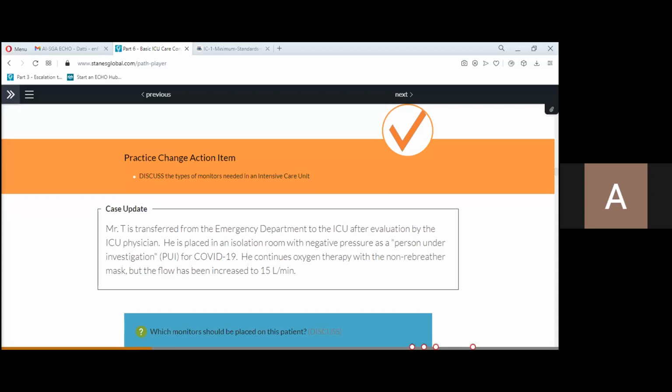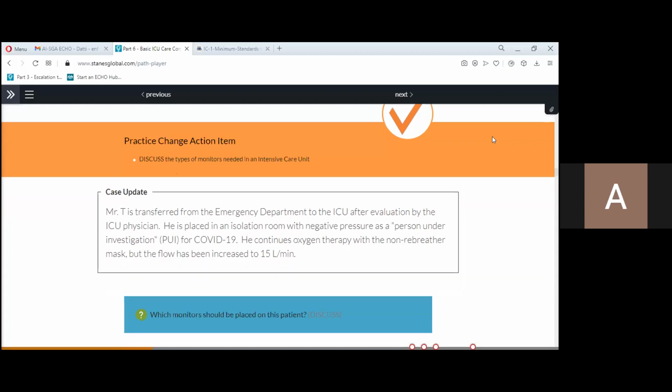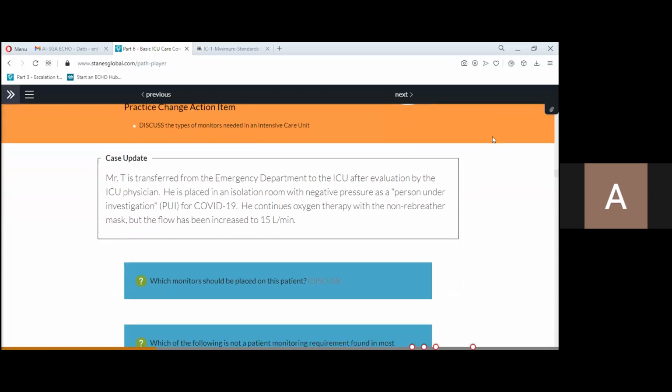COVID-19. We remember we are still in COVID times. He continues oxygen therapy with the non-rebreather mask, but the flow has been increased to 15 liters per minute. Now, I want you to remember our other sessions where we talk about oxygen therapy and the devices, and the flow rates, the range. If you remember the non-rebreather mask, you will require up to 15 liters. So it has been escalated to see what happens. So the question here is, which monitors should be placed on this patient? We need to discuss that.